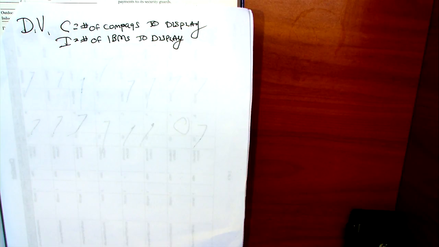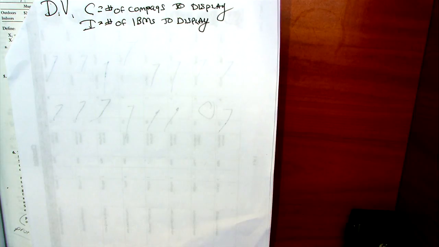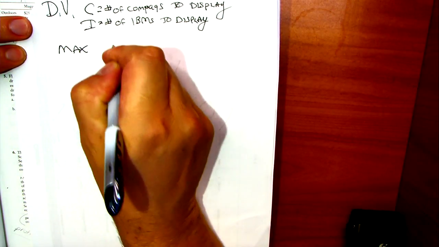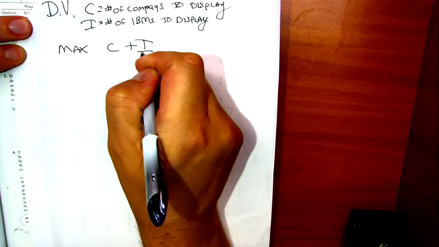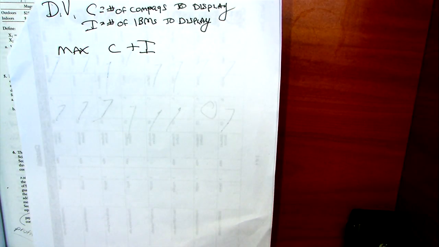So the first one is they want to maximize the number of units on display. Don't overthink this. What is the objective function then? Maximize the number of units on display. It would be C plus I. That's it. Maximize C plus I. Now, this isn't a full model, but obviously, right now, we would display an infinite amount of Compaqs and an infinite amount of IBMs.